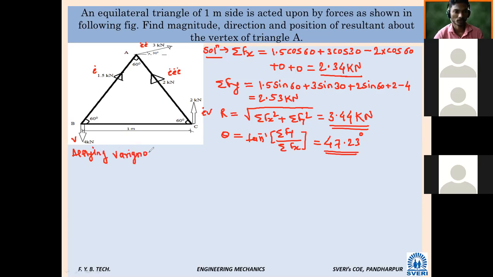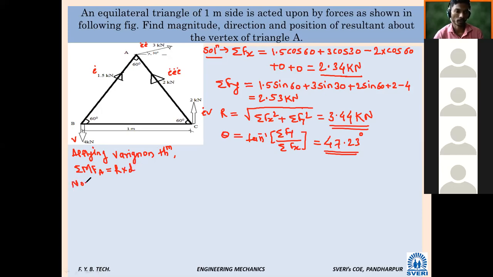Yesterday we have seen this Varignon theorem. Applying Varignon theorem, what will it come? Summation of moment due to all forces at point A is equal to moment due to resultant. So R into D. So now let's find moment at point A.